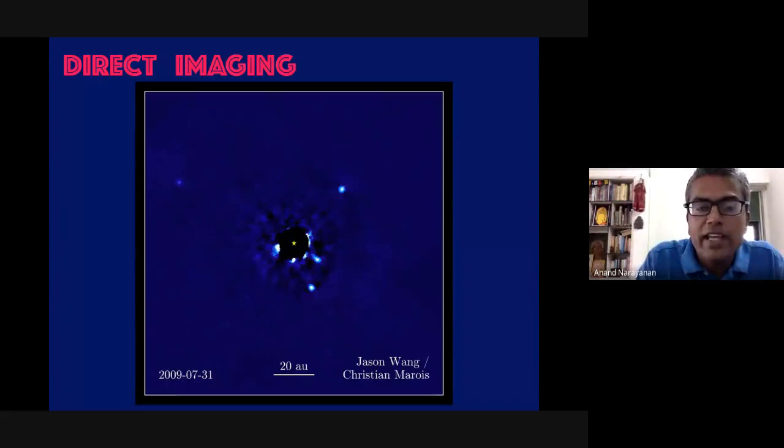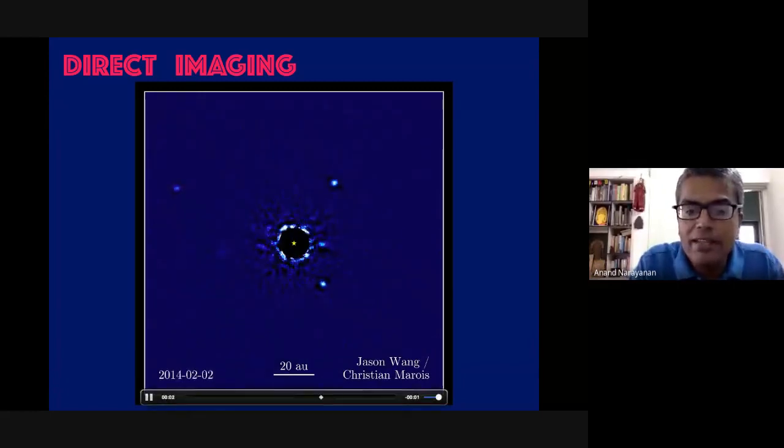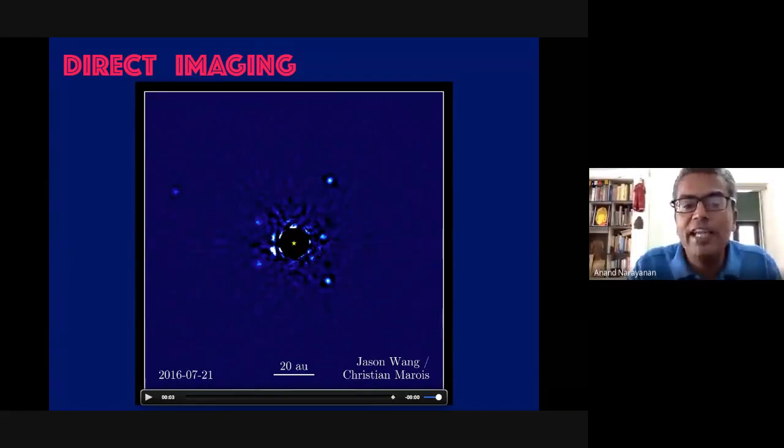Okay, I'll play it once again. It starts at 2009 and it will end at 2016. So that's 7 years of data all put together to create an animation that's 4 seconds long. And you can see the planets revolving around the star. So this is real data. These are some of the first images of extrasolar planets ever taken. Each one of them is a planet that's orbiting around that star.